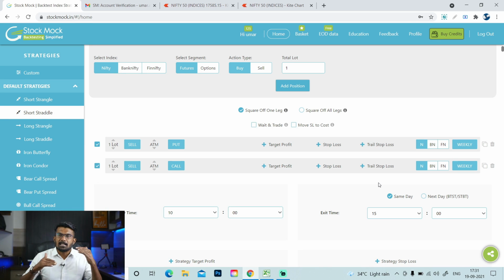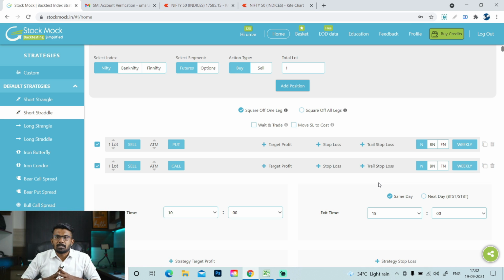Let's say Nifty is at 17,500. Now one fine morning, or let's say Monday, you are doing an intraday short straddle in Nifty. Now if Nifty goes to 17,600 or 17,650, the call premium is going to increase from 100 rupees to 125 or 130 rupees. Once it reaches 130 rupees, you have to square off the call position and continue with the put position.